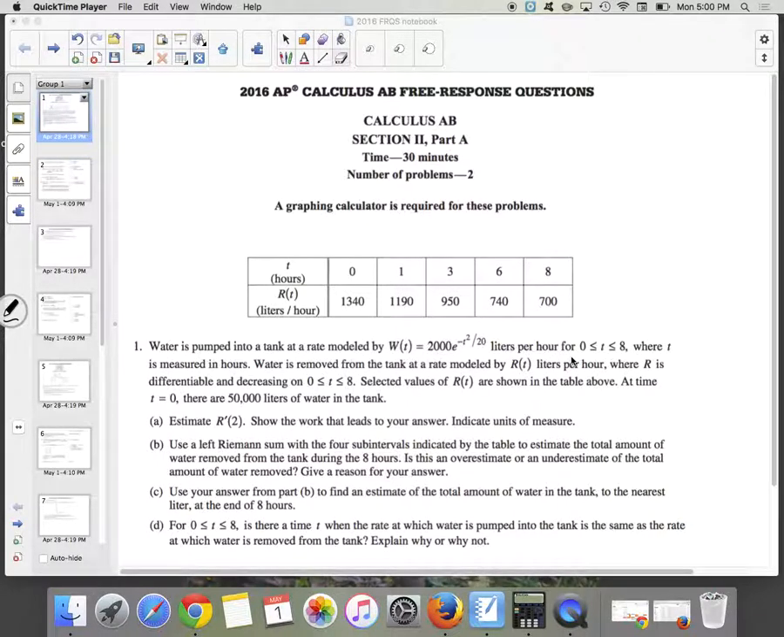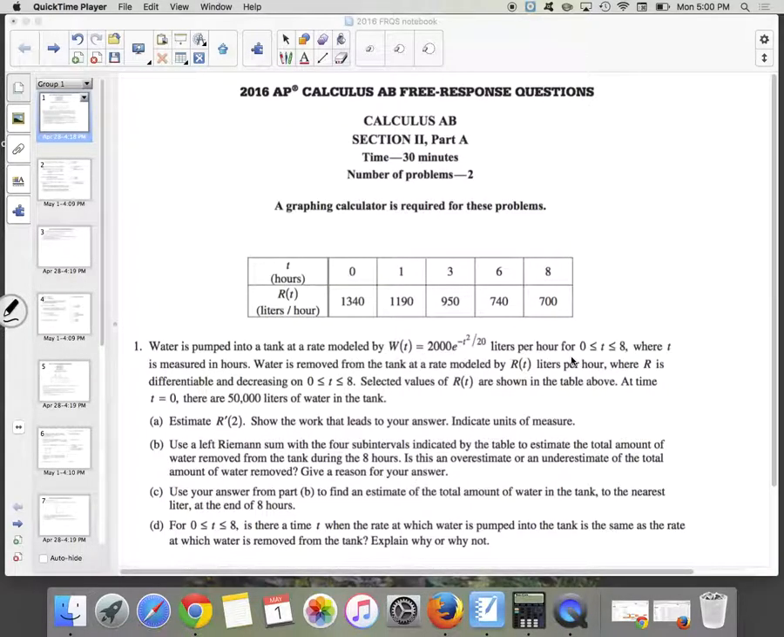We'll be going over the 2016 AP Calculus exam. Number 1 is a graphing calculator problem. It says water is pumped into a tank at a rate modeled by W of t equals 2,000 e to the negative t squared over 20 liters per hour for time 0 to 8, where t is measured in hours.